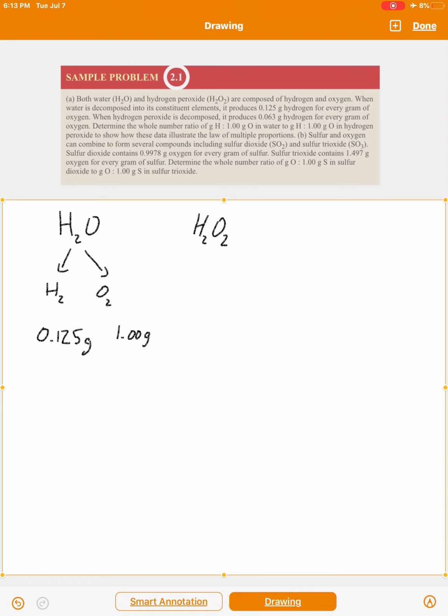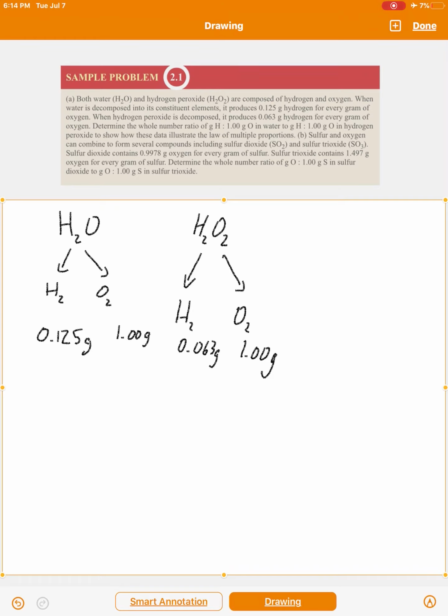Now, here's what happens if you do the same thing to hydrogen peroxide. Hydrogen peroxide, when it decomposes, generally decomposes into hydrogen and water. I'm sorry, into oxygen and water. It doesn't decompose into hydrogen and oxygen, but we could figure this out anyways. What happens is, it's 0.063 grams of hydrogen for every 1 gram of oxygen. So you see how the numbers are different for hydrogen? They're the same for oxygen, but they're different for hydrogen.